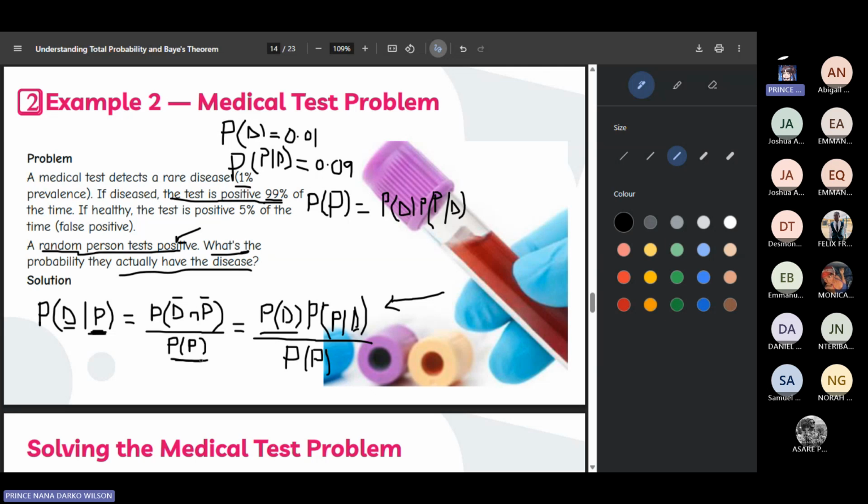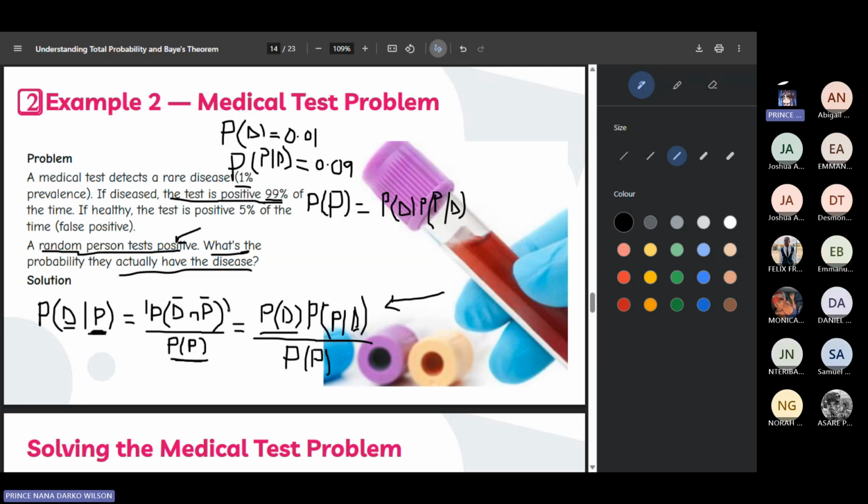Let's not forget that the probability of D intersection P, as you can see up here, can actually be rewritten as multiplying the probability of P times the probability of D given P. So Mr. Desmond, I assume this is what you are referring to, right? Yes, sir.